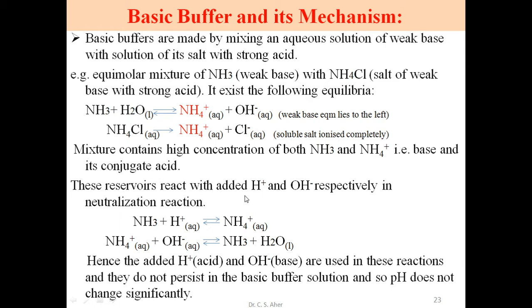This reservoir reacts with added H+ ion and OH- ion. So this basic buffer solution reacts with acid H+ and base OH- respectively in neutralization reactions. When we add H+ ion, ammonia combines with H+ to produce ammonium ion, which is already present in the solution in large quantity. When we add OH- to the solution, it combines with NH4+ to form ammonia plus water. Water is there, it is an aqueous solution, and again ammonia is also in large quantity.